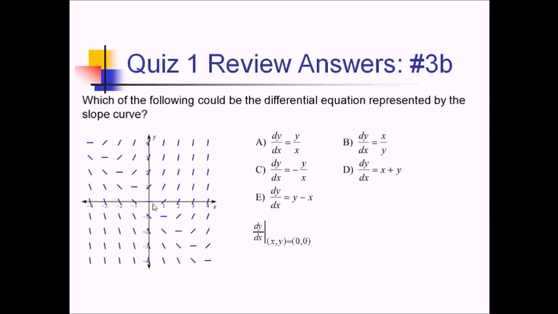Looking here on my slope field, it's kind of hard to see, but there is a horizontal tangent line there, so that's a slope of 0. Looking at my answer choices now, if I plug in 0 and 0, that makes choices A, B, and C undefined. D and E both come out to 0, so I can't eliminate either of those yet. But A, B, and C are gone.